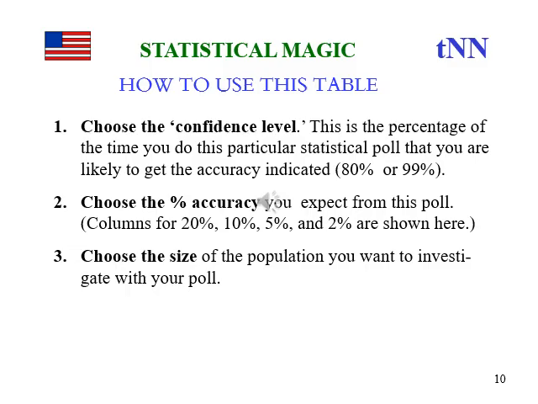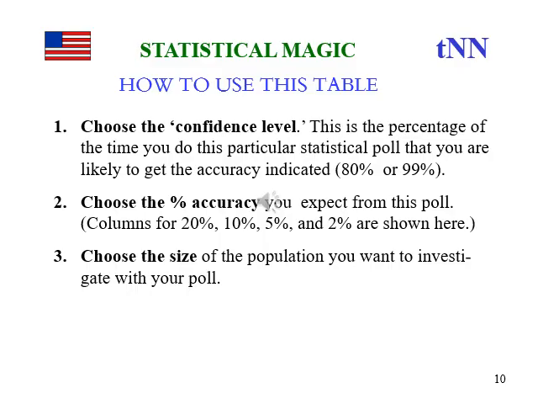So how to use this table? 1. Choose the confidence level. This is the percentage of the time that you do this kind of statistical poll that you are likely to get the accuracy you have indicated. And that confidence level will be 80% or 99%.